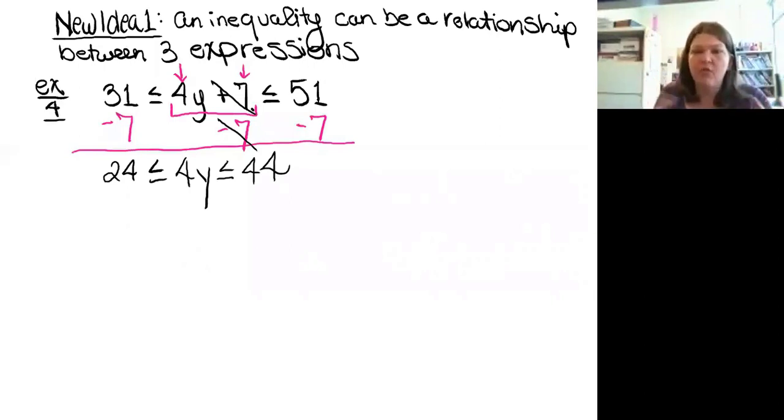So I'm almost done. Y is almost alone, but I see that I have another number I have to get rid of. This 4 is hanging out with Y. It's multiplying, so I'll do the opposite. I'm going to divide by 4. Is everybody cool with that? I'm not subtracting 44 because 44 is not with Y, Bianca. So you have to move whatever number is with Y and take it away. Does that make sense?